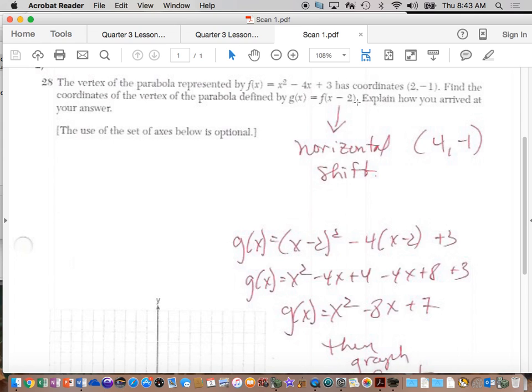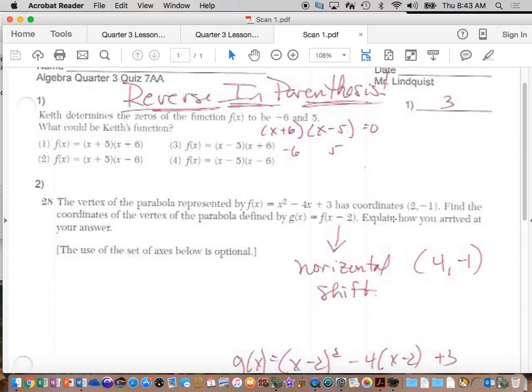What if it would have said +2? To the left, 2 units. What if the -2 was outside the parentheses? -2 outside the parentheses. Everybody? Down 2. What if it said +2 outside the parentheses? Up 2. So this is really a quick and easy quiz. And the purpose of it is to emphasize to you that when in parentheses, we reverse things. All right? Are we good?